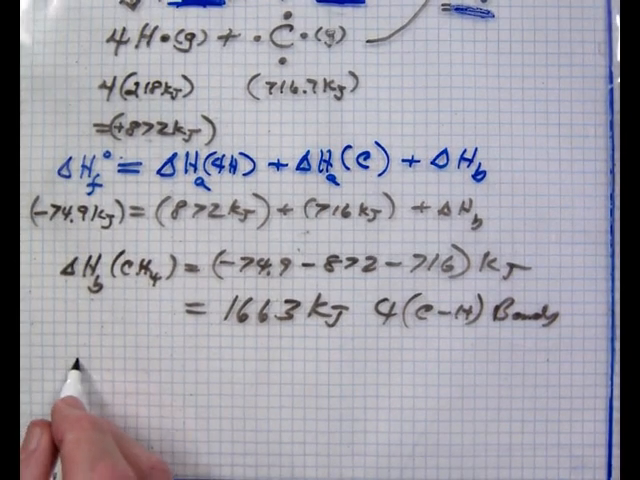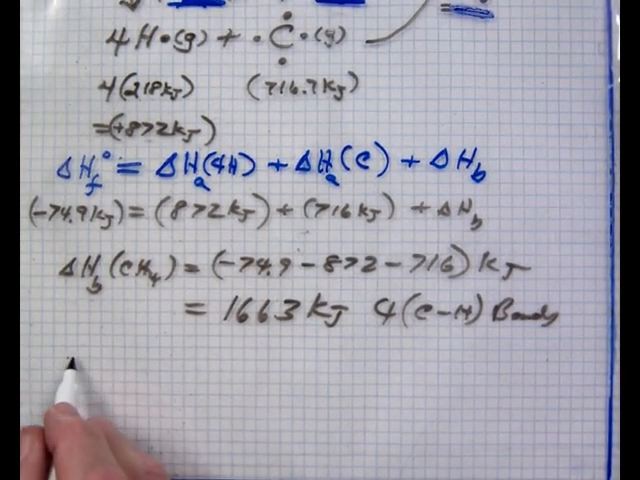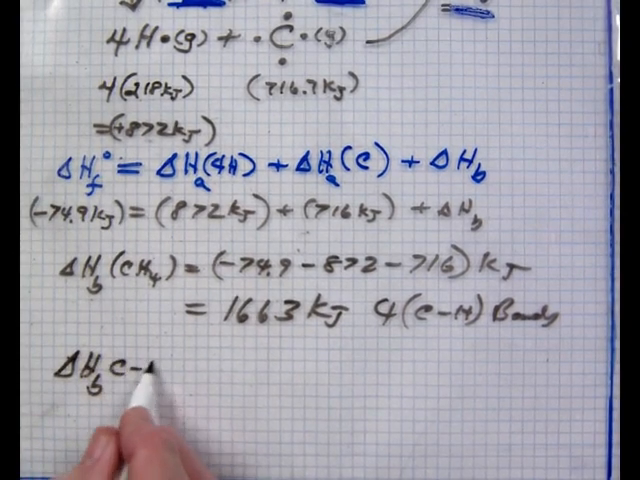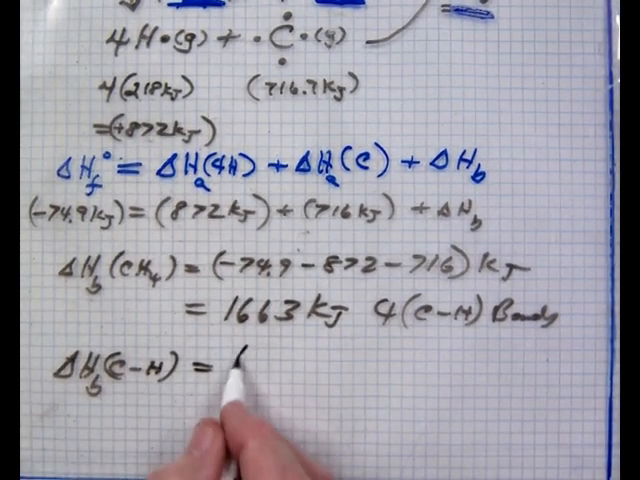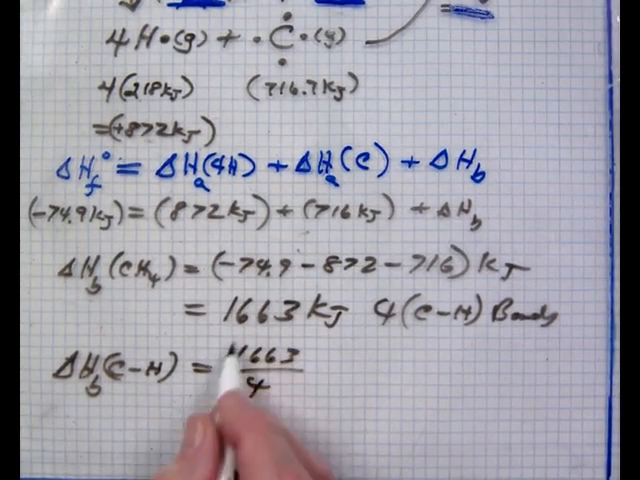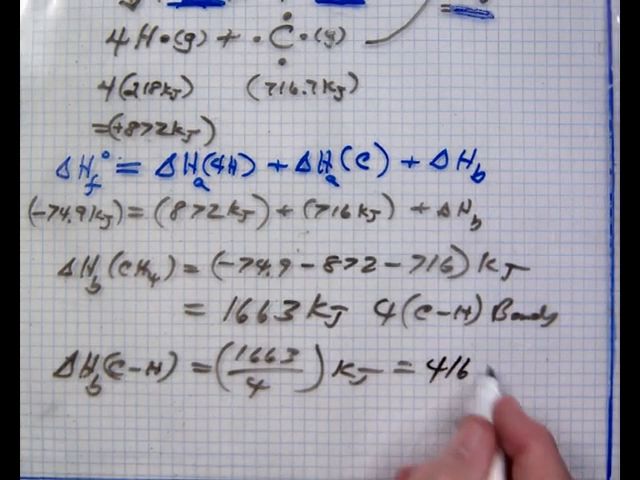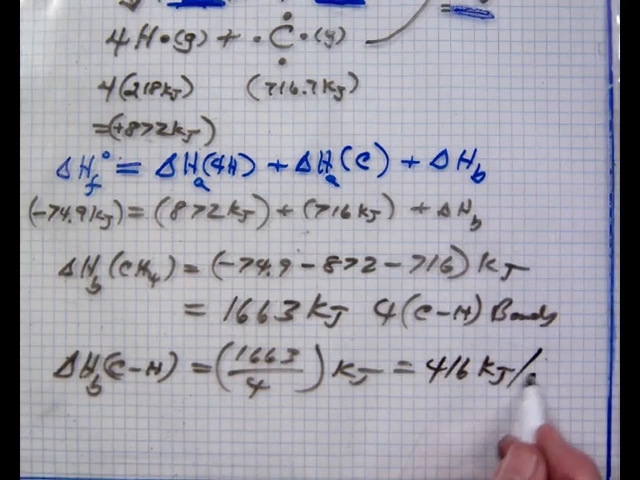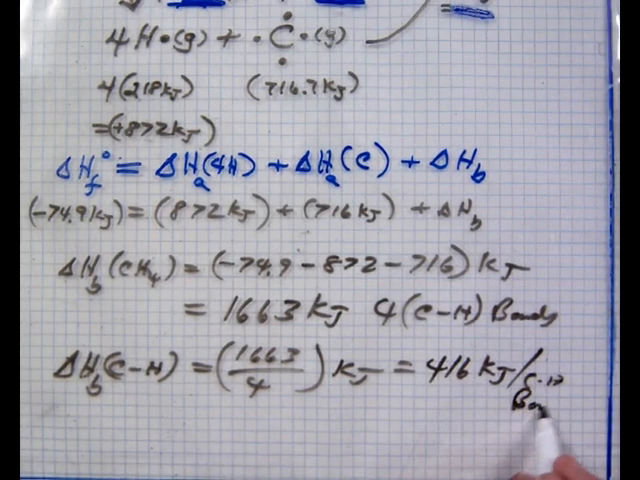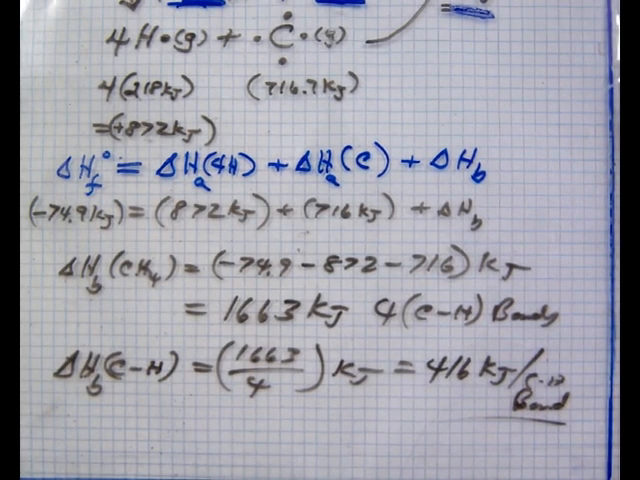So if I took for one, the delta H for 1 carbon-hydrogen bond would certainly be 1663 divided by 4 kilojoules. And so that's 416 kilojoules per carbon-hydrogen bond. Now, that's called the bonding energy.